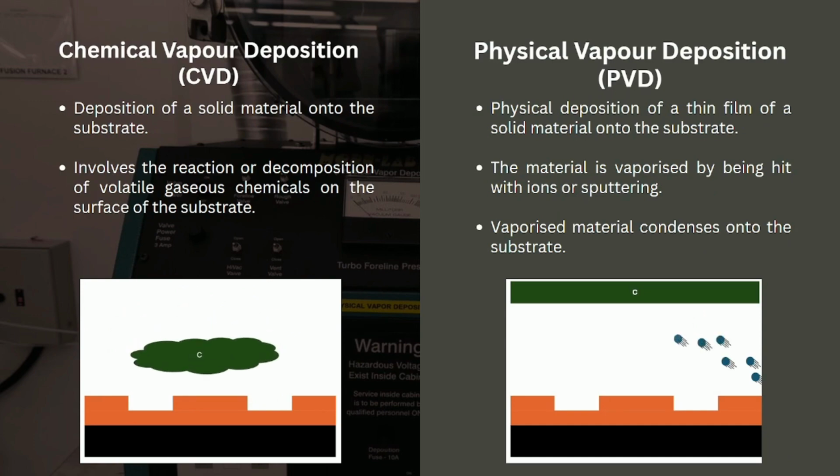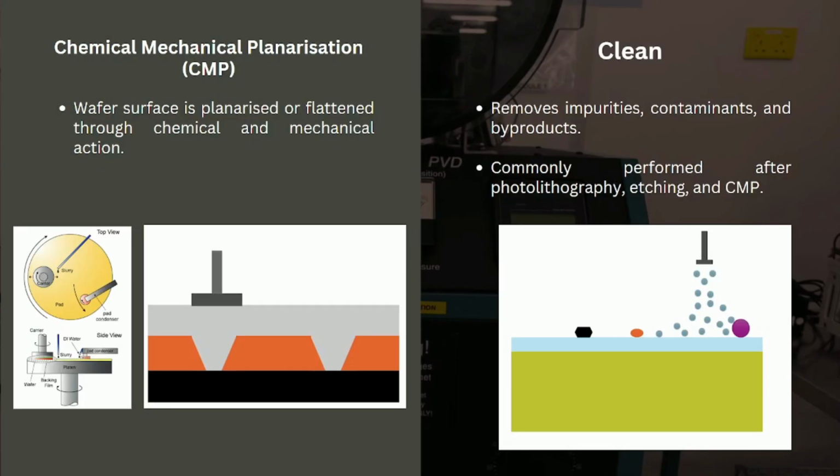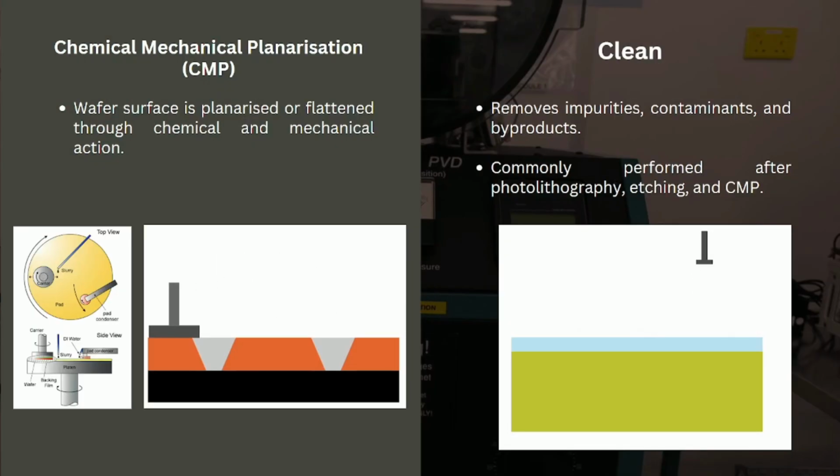Chemical vapor deposition and physical vapor deposition are 2 processes that are used to deposit a solid material onto the substrate. In CVD, volatile chemicals react or decompose onto the surface of the substrate. In PVD, however, the material to be deposited is hit by high-speed ions, which causes it to vaporize and afterwards condense onto the substrate. The last 2 general steps are CMP and clean.